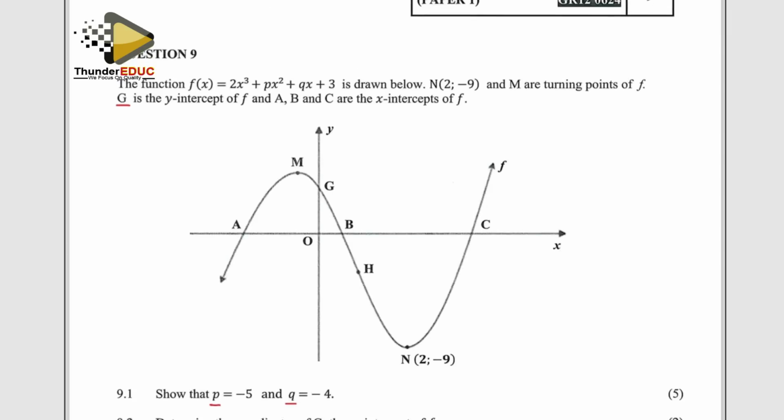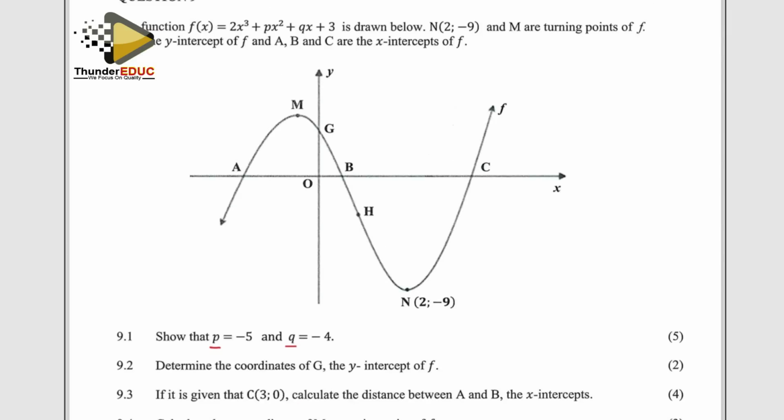So what I see is that I have a turning point. And at the turning point, the first derivative will always be a 0. In other words, the gradient has to be a 0. So I can start by substituting these coordinates first and say, what is my f of 2? So f of 2 must give me a 9. Okay, substitute there. It's going to be 2 into 2 cubed, which is a 16, plus 2 squared is 4, so that's a 4p, plus 2q, plus a 3, must give us a 9.